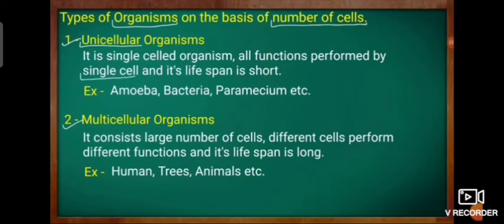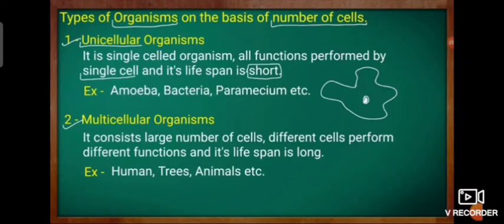So, amoeba, bacteria, paramecium, euglena, volvox, these are examples of unicellular organisms. And their lifespan is short. Hence, we can call them very primitive organisms. Of course, amoeba and bacteria are very primitive and not so modified.